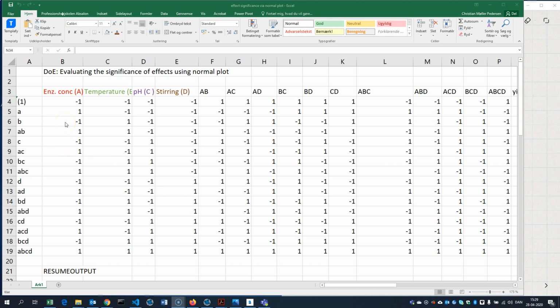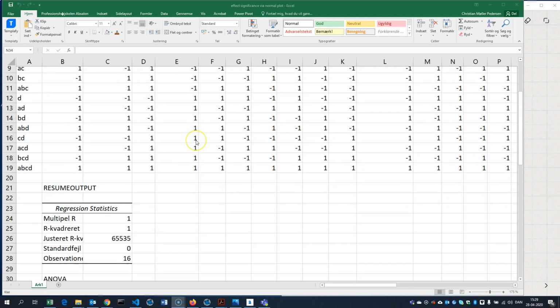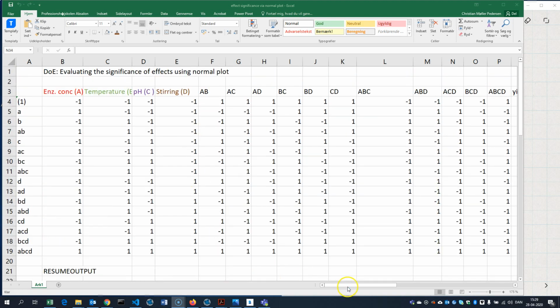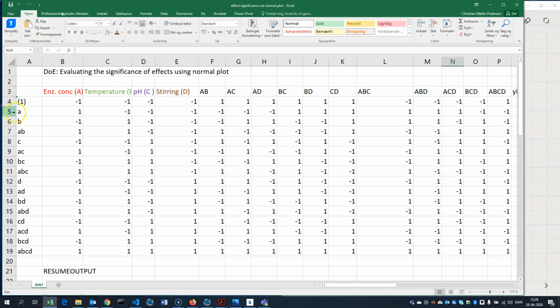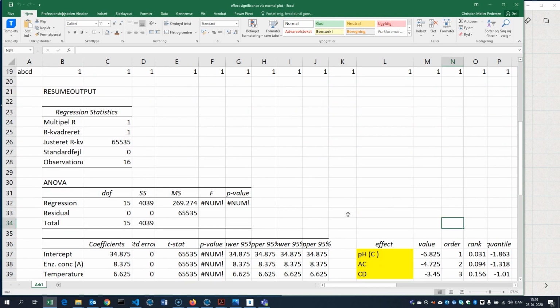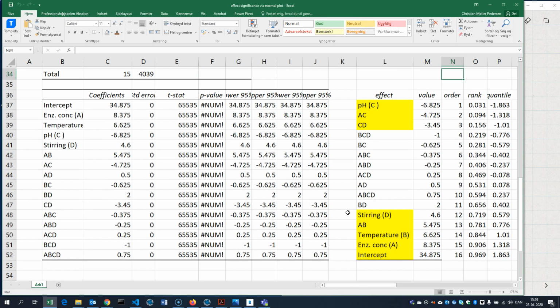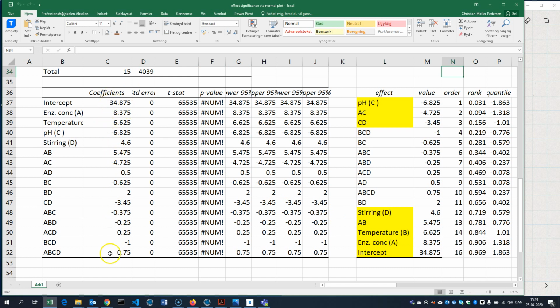So here we are with a design of experiments in which we have 4 factors: enzyme concentration, temperature, pH, and stirring, yes or no. And we're in a situation where we only had one measurement for each treatment combination over here. This is what we call a non-replicated design, or unreplicated. So we did a regression analysis and we got all the coefficients, the 16 coefficients in our model.